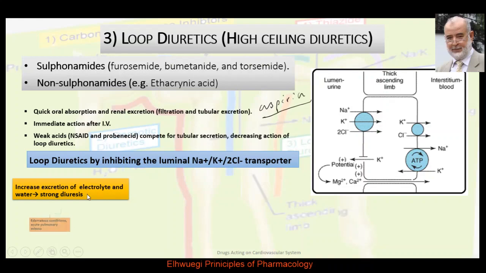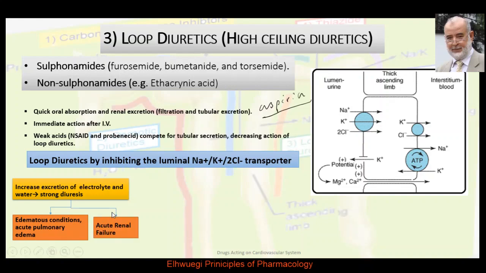So they are applied clinically in certain edematous conditions, like acute pulmonary edema, because they will increase the diuresis, which means decreasing the blood volume, and this will lead to decreased tissue edema. So they are used in edematous conditions like acute pulmonary edema, which usually results from acute heart failure or congestive heart failure. In this case, usually they are given parenterally by intravenous administration.